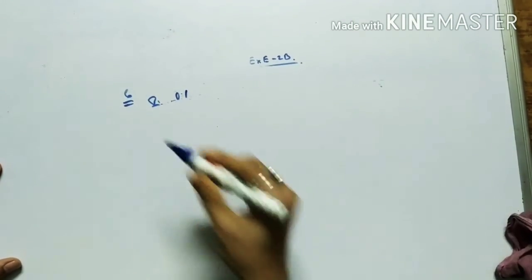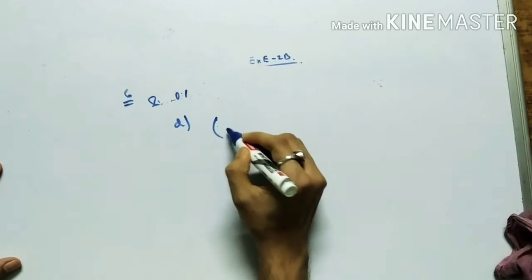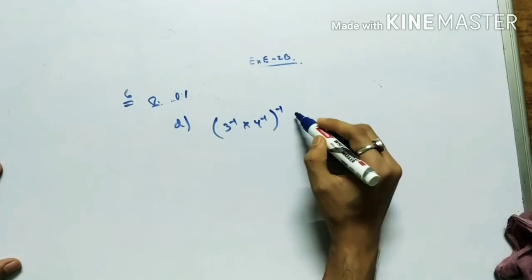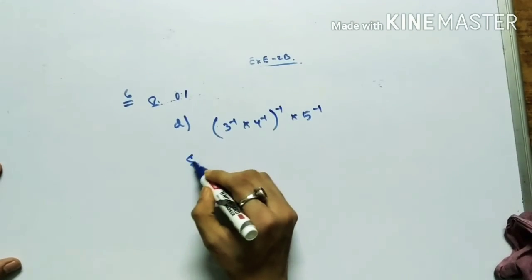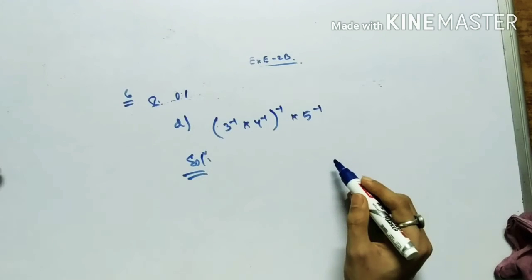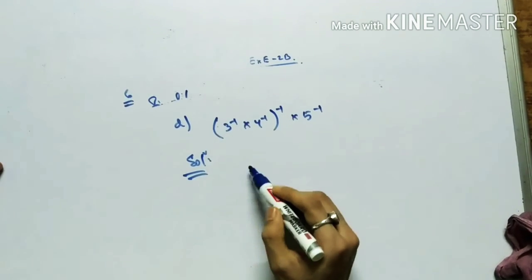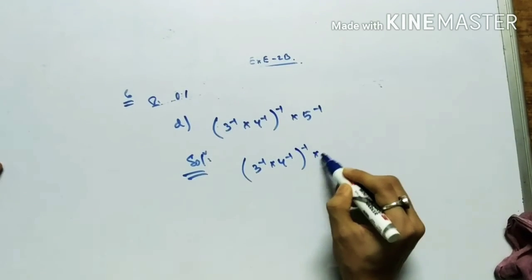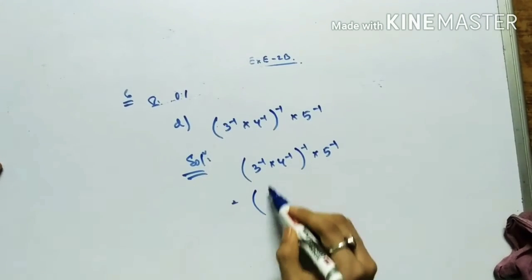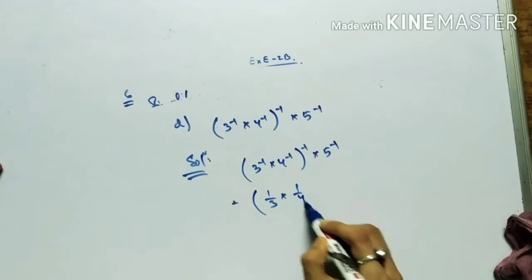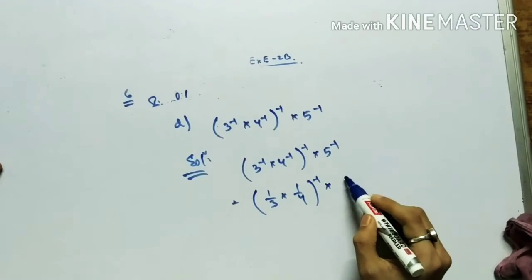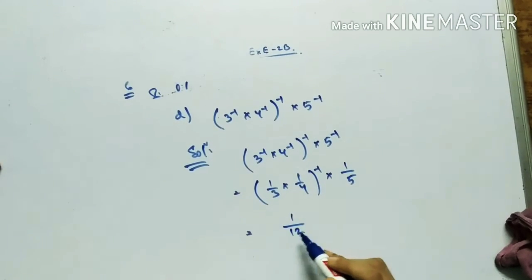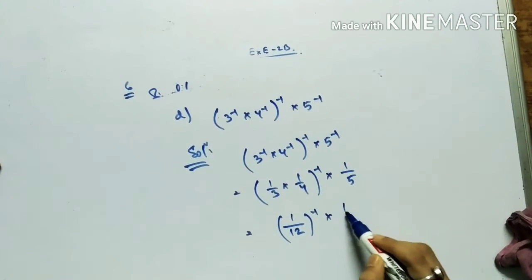Next again, type D. You see 3 to the power minus 1 into 4 to the power minus 1, to the whole power minus 1, into 5 to the power minus 1. So now in here, again, this one: 3 to the power minus 1 into 4 to the power minus 1, to the whole power minus 1, into 5 to the power minus 1. So this becomes 1 by 3 into 1 by 4, to the whole power minus 1, into 1 by 5.